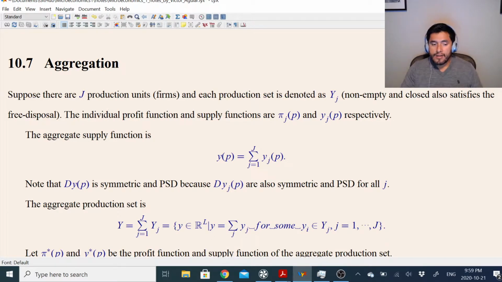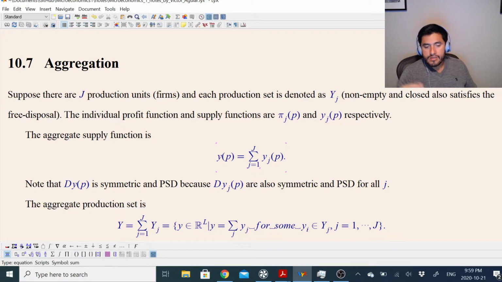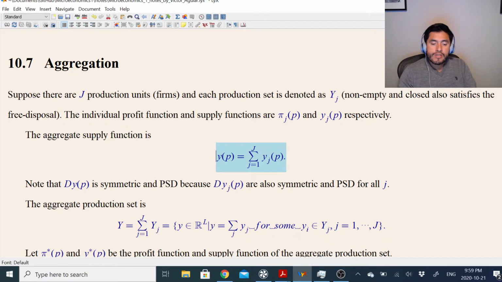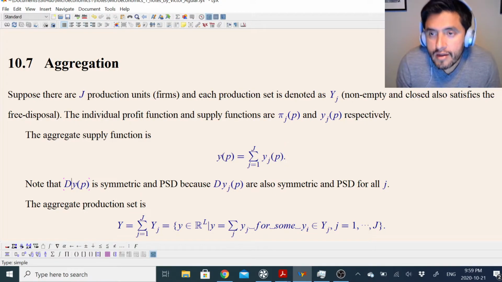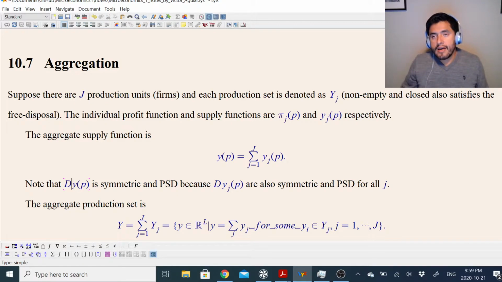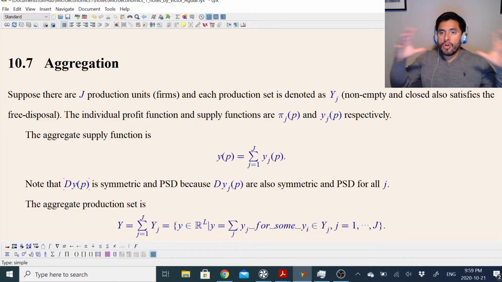So how do I define aggregate supply? Well, aggregate supply is the summation of these supply functions. We're assuming functions instead of correspondences, just for simplicity. And so notice that aggregate supply is just the sum of individual supplies. Now, let's characterize the properties of this aggregate supply. What I'm going to tell you is that this aggregate supply can be generated by maximizing profits subject to the joint production process.